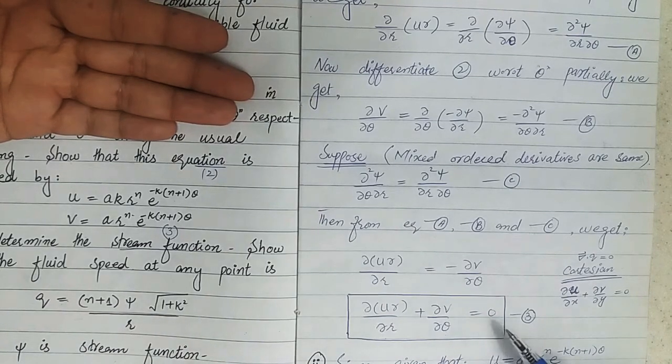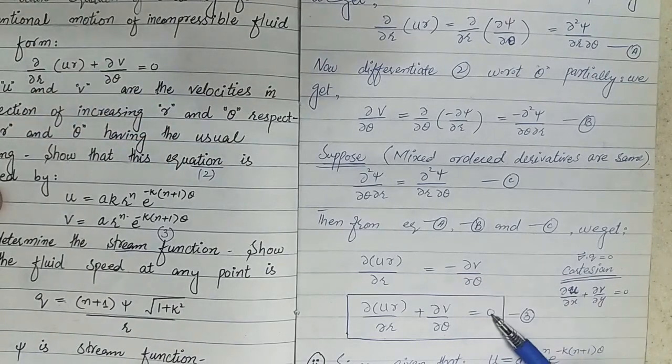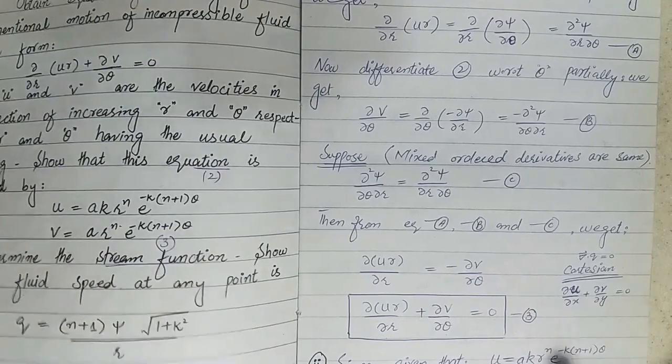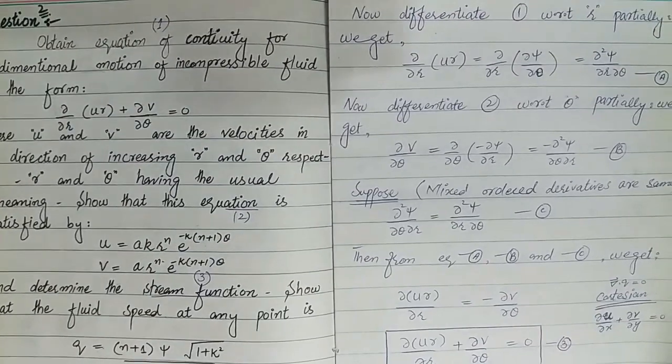So this is the equation you have to learn by heart, and by using this equation you can show that fluid motion is possible in the Cartesian coordinate system. And that's all about today's lecture.